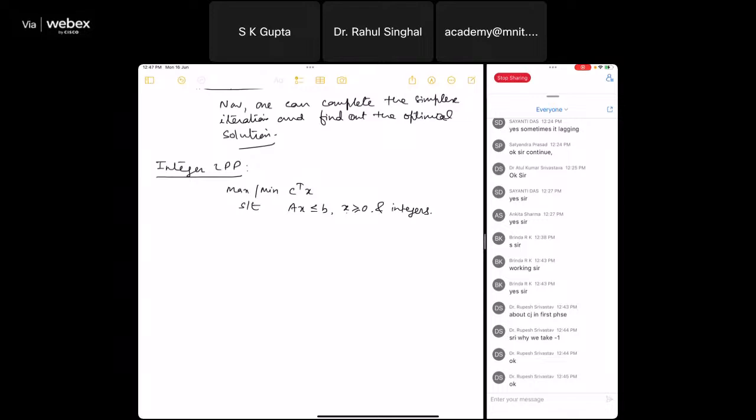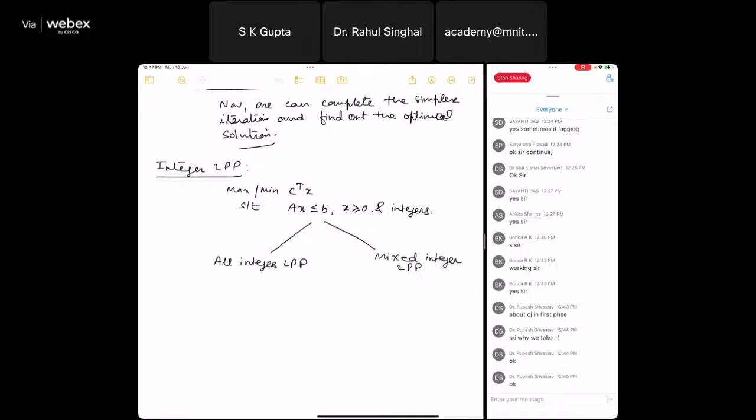So basically, we have either all-integer LPP or mixed-integer LPP. If all the variables involved in the problem need to be integers, we call it all-integer. Otherwise, if some of the values are integers and some may or may not be integers, we call it a mixed integer linear programming problem, right?